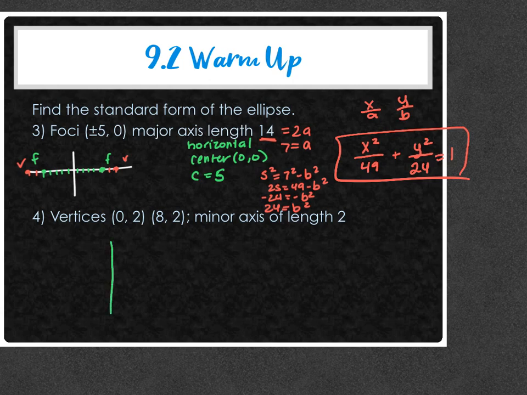Next one has vertices at (0, 2) and (8, 2). So I already know it's horizontal. The x is going to get the a.